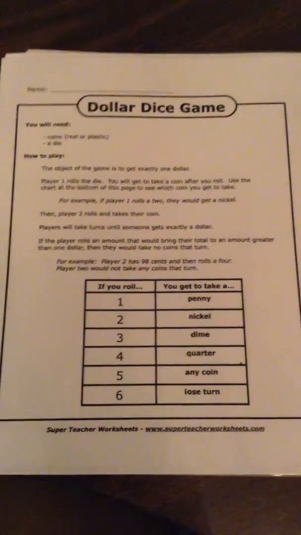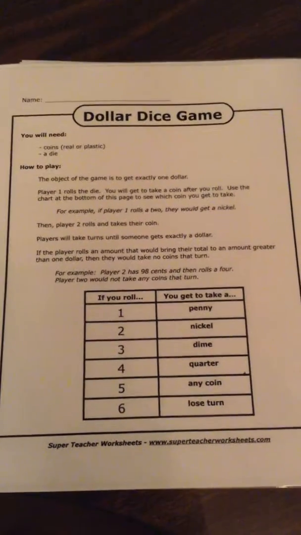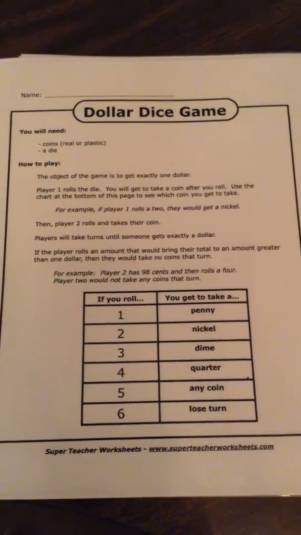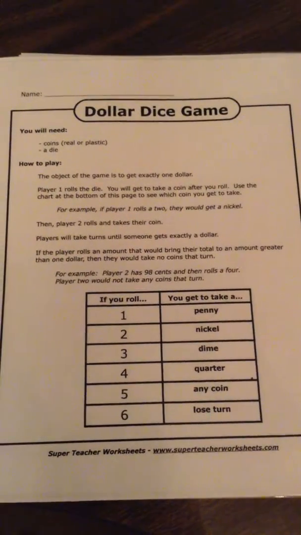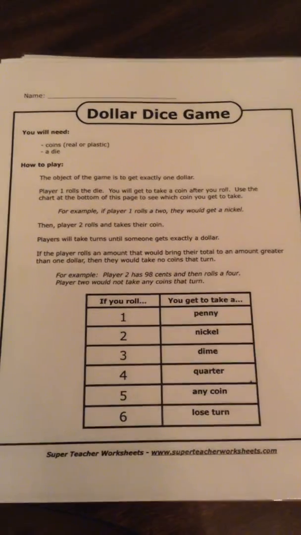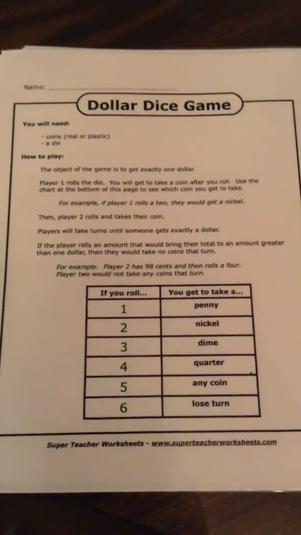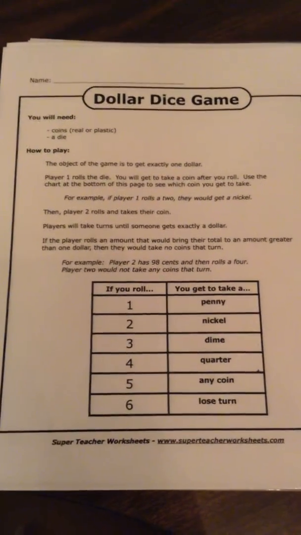Okay, today for math, for fluency, you guys are going to be practicing this activity, which you learned yesterday. But basically, you are rolling the dice, and you are trying to get to $1. So if I roll a 1, I get a penny, 2, a nickel, 3, a dime, 4 is a quarter, 5 is any coin, and 6 is lose a turn.